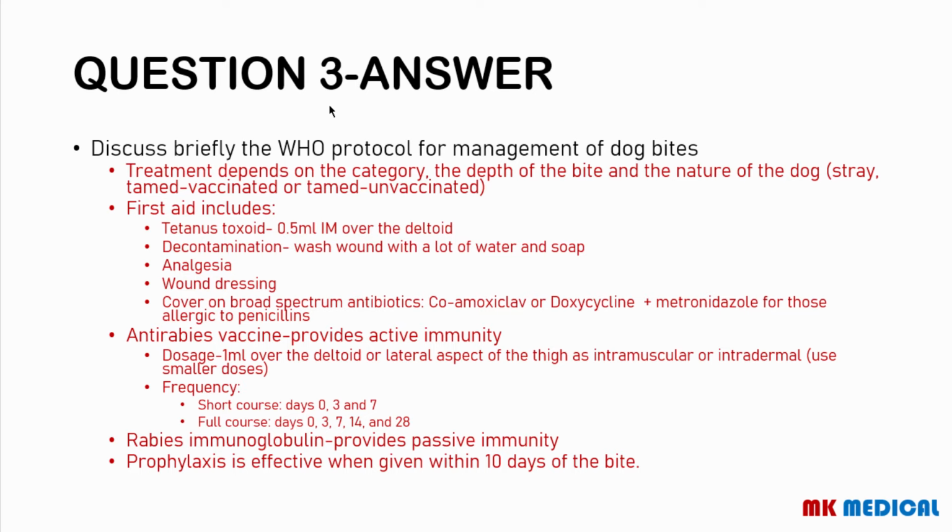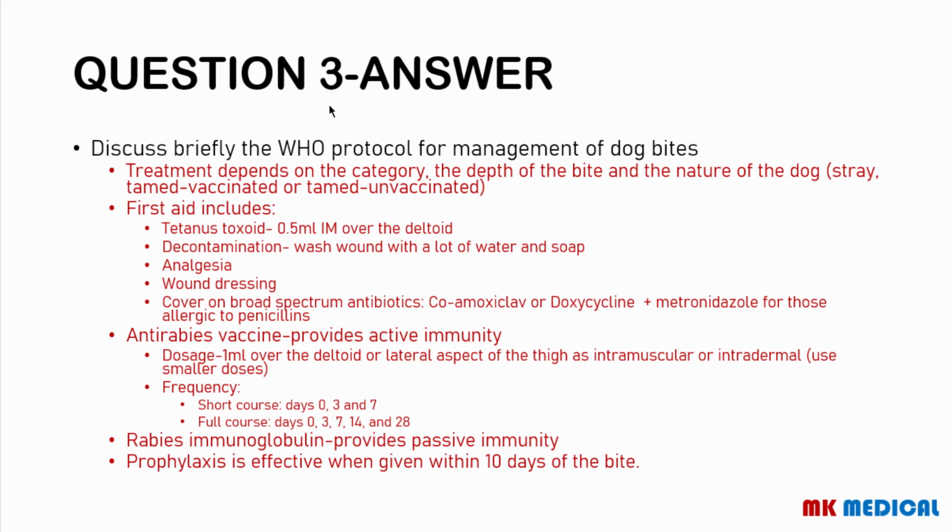You're going to decontaminate the wounds. So note the bite marks and wash them out with a lot of water. You could also use soap. If you're in a hospital setting, you could use normal saline and iodine. Give this person some analgesia, dress the wounds, and cover them on broad-spectrum antibiotics, which is co-amoxiclav, which is amoxicillin and clavulanic acid. Or you could use doxycycline in combination with metronidazole. For patients that are allergic to penicillins, the alternative is doxycycline. Then you could also use other broad-spectrum antibiotics.